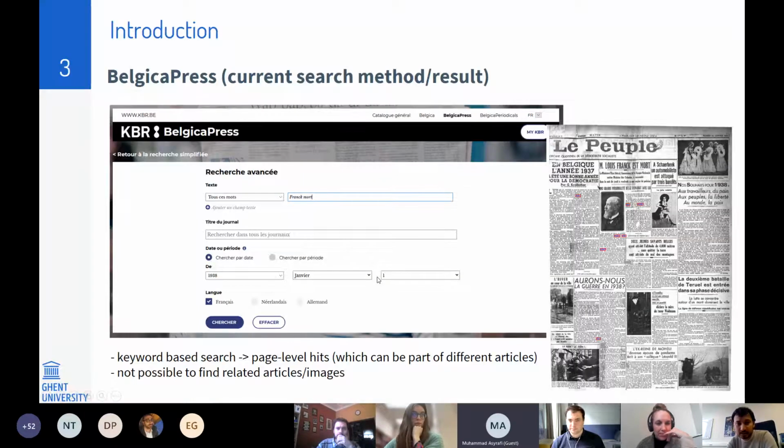What was the purpose? Because the current Belgica Press platform supports page level hits only. Like if you search a specific person name, it only gives you page level results. But we are currently working on article level search results, so that you can search any specific keyword with respect to articles, which can be used for any humanities research case.